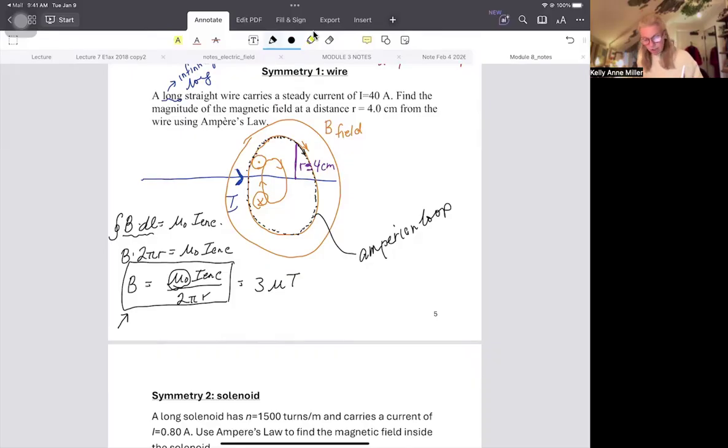And the direction, we should say, is defined by the right-hand rule. However you want to describe that, it's basically what I drew here. It's coming out of the page above the wire, into the page below the wire. If I'm looking at it from the right, it's clockwise. If I'm looking at it from the left, it's counterclockwise. However you want to say it, as long as you draw it clearly, it's fine. Okay, so that's the wire.